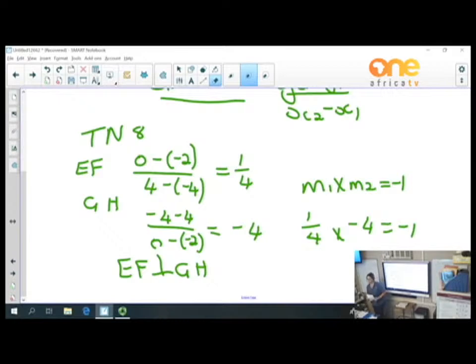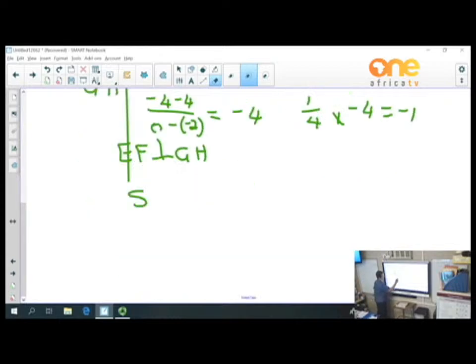Okay, now I'm going to ask you a few. Let's say the gradient is 5. What will be the perpendicular one? Change of sign reciprocal. If the one is 5, then the other one is negative 1 over 5. If the first gradient is a third, what will be the perpendicular one? Negative 3. If the first one is a half, negative 2. If the first one is 6, negative 1 over 6. If the first one is 2/3, what will be the perpendicular one? Change of sign reciprocal. That's how you get that perpendicular line.